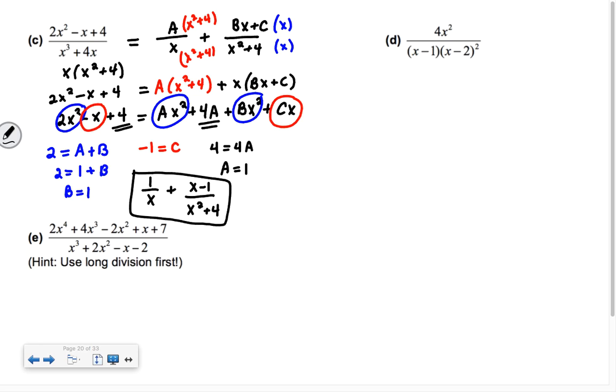Next up, part D. So think about how to separate it with the A's, B's, and C's. Are you guys trying it? So the first denominator is x minus 1. The second one is x minus 2. And the last one is what? You got it. Numerators?